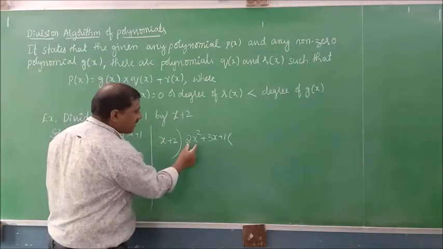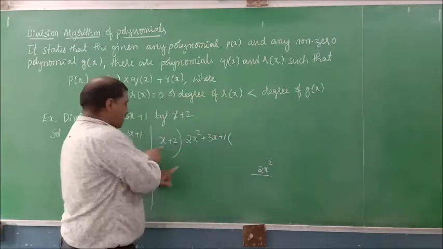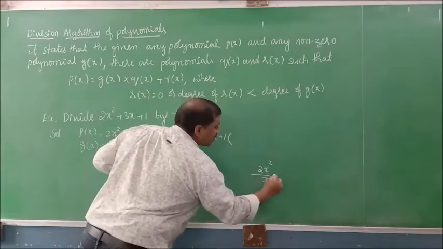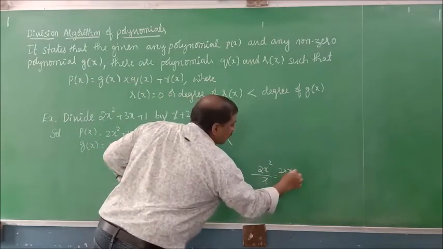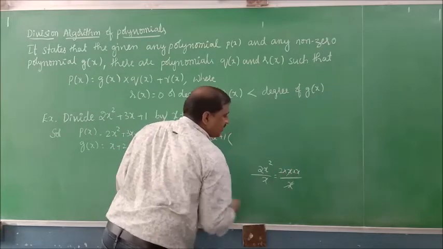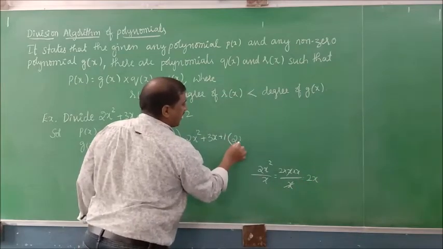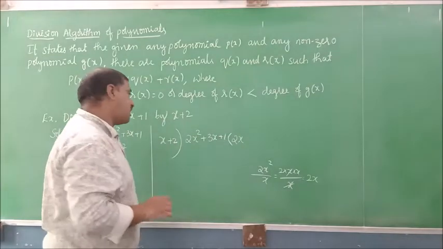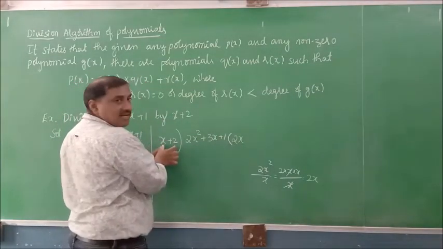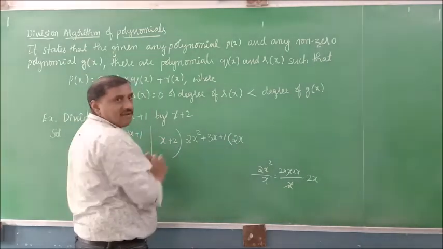The first term of the dividend is 2x square. When we divide 2x square by the first term of the divisor, which is x, 2x square means 2 into x, divided by x. x and x are cancelled. So we get 2x. Write this 2x as the quotient here. Then multiply the divisor with 2x and write the product below the dividend.